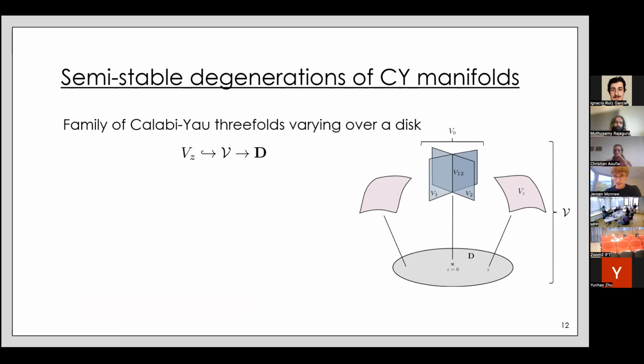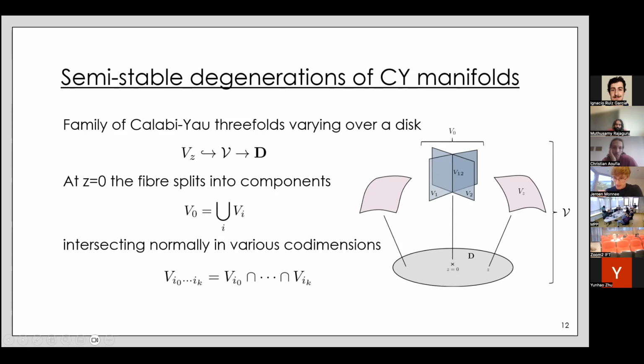So in these infinite distance limits, the Calabi-Yau will degenerate, and I will work in the case where this degeneration can be modeled as a semi-stable degeneration. So it's not that complicated. It means the following. It means that you have some family of Calabi-Yau threefolds varying over a disk. So the whole family denoted by this curly V, a generic element in the fiber I denote by VZ, and this will be some smooth component.